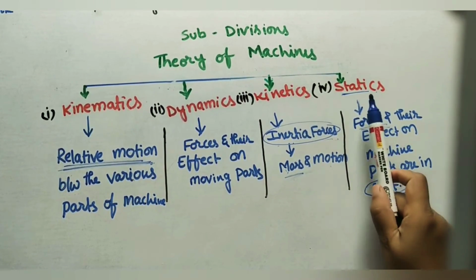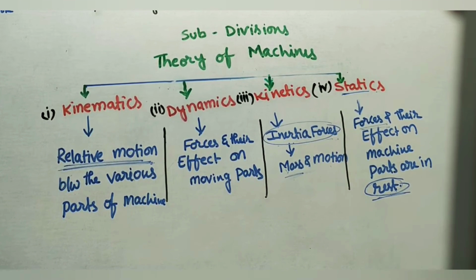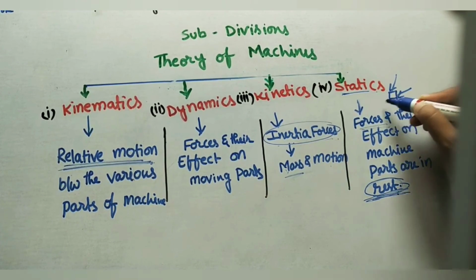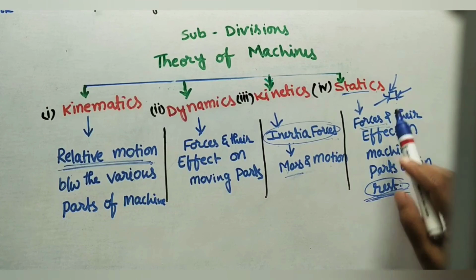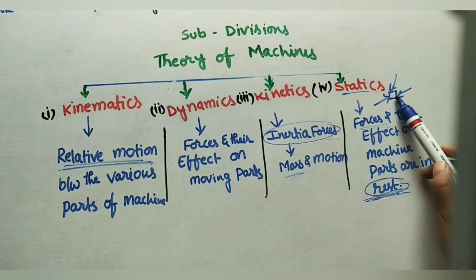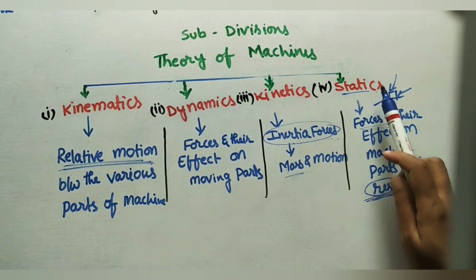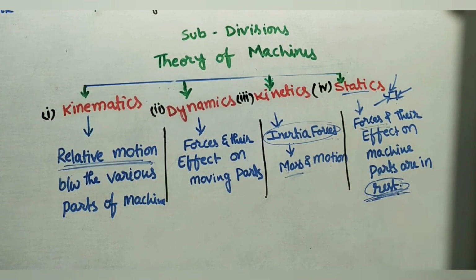Take the last one, statics. It is the branch of theory of machines which studies the forces on machine parts which are at rest. These parts are not moving. Velocity is 0 and there is no relative motion. So it studies the forces on those parts. If you take one static part which is not moving, what are the forces acting on this part? That is called statics. In engineering mechanics, we take all the elements, all the objects, in static condition. So always remember, static means the parts of the machine are at rest.